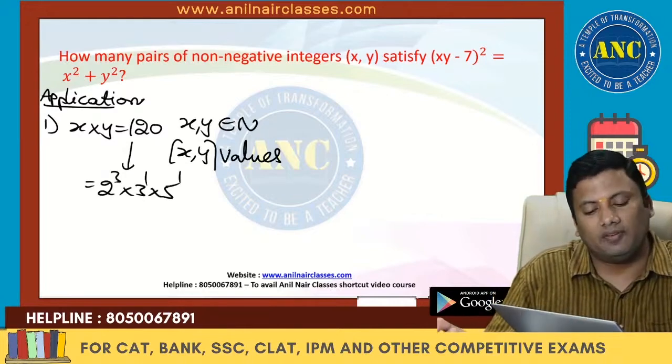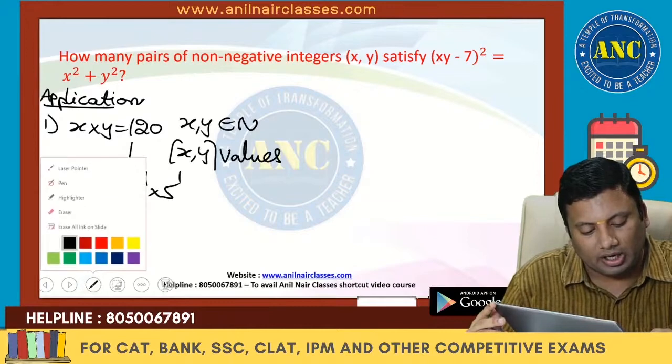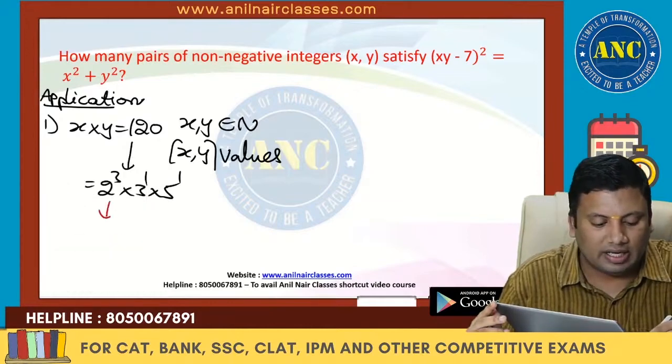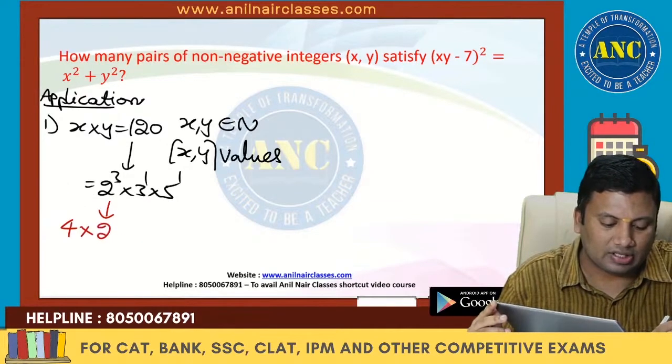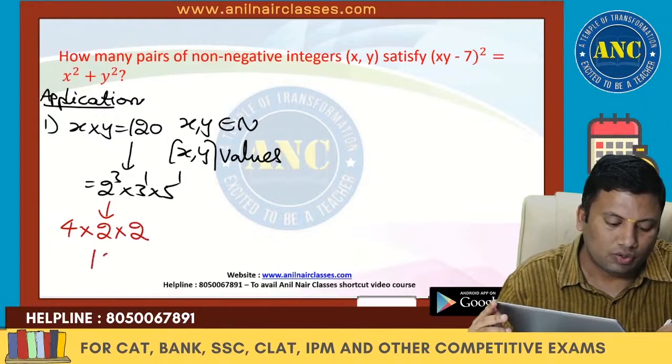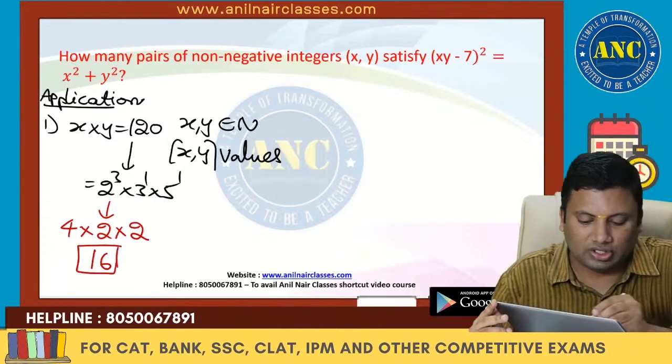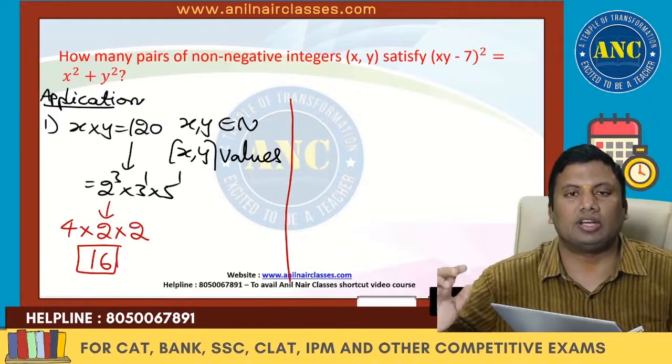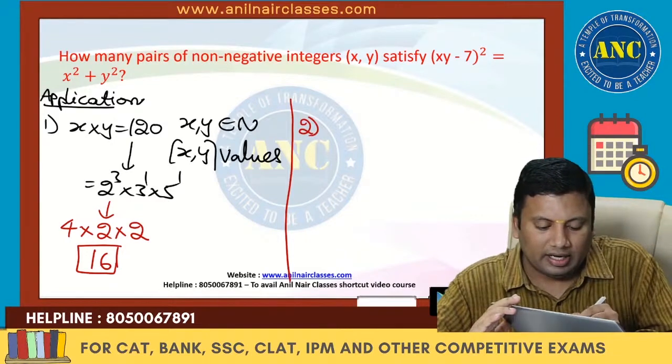So in how many ways can you write a number as a product of two natural numbers? It is nothing but the number of factors: 4 into 2 into 2. The answer is nothing but 16. I hope the idea is clear.